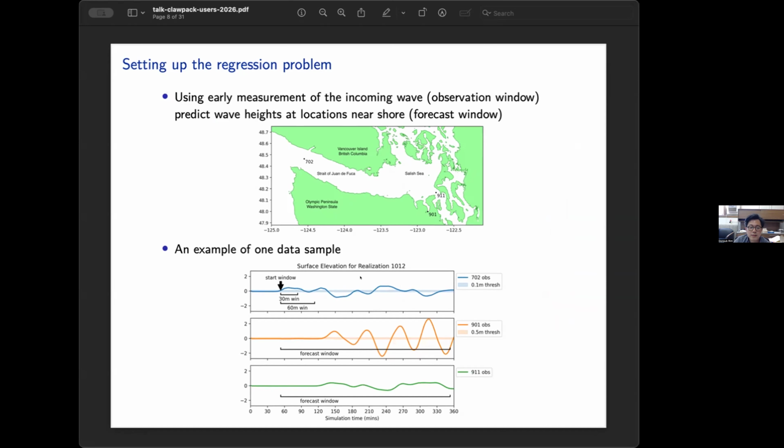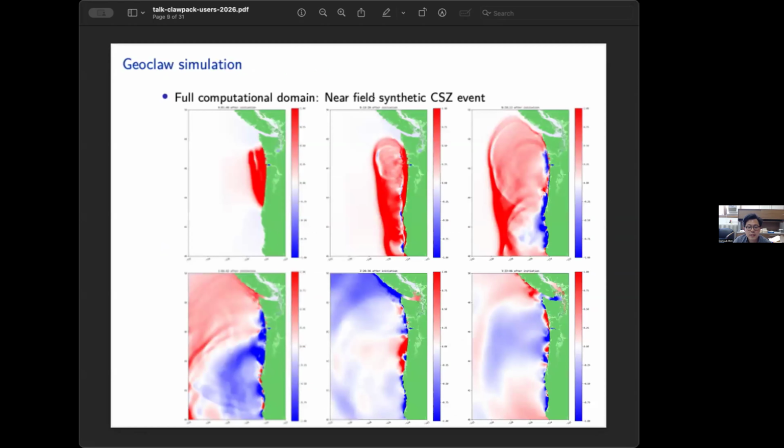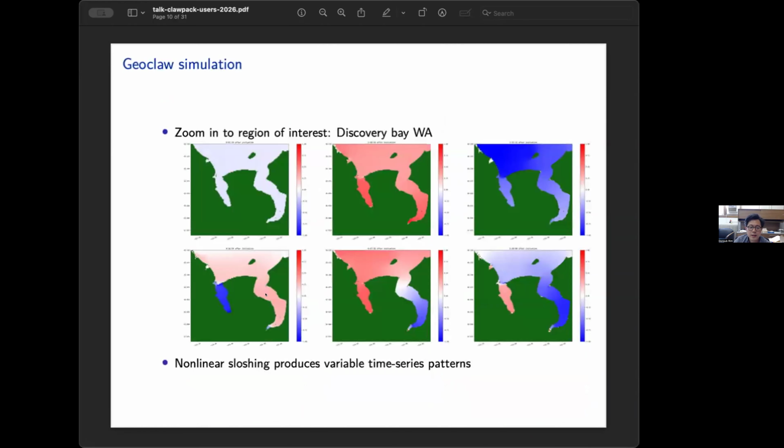So for the data for this task, we generated, let me first show you what the tsunami waveform looks like. Although the tsunami has lots of variability outside in the open ocean for this event, by the time it channels into the Strait of Juan de Fuca, it is mostly a planar wave. So this is a nice geographical region to test the machine learning models with a smaller data set. So it's a simpler task, relatively speaking. This is what the tsunami wave looks like near Discovery Bay.